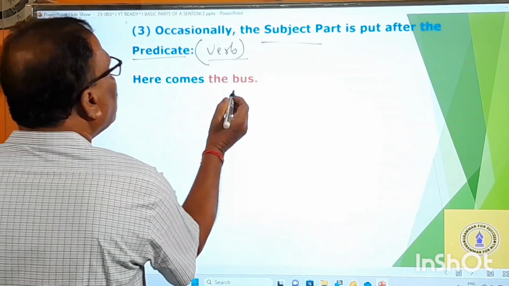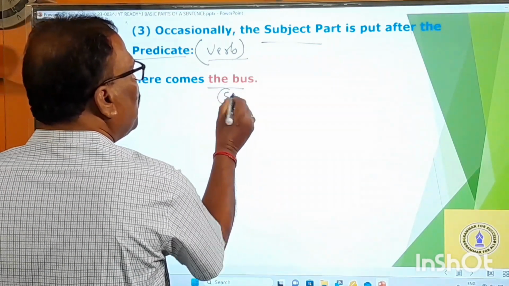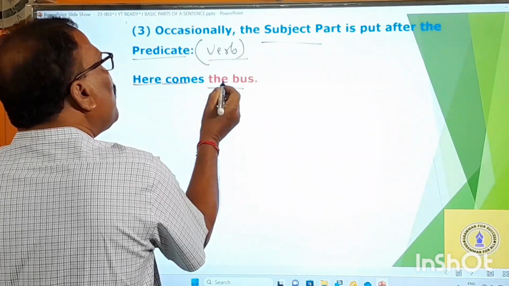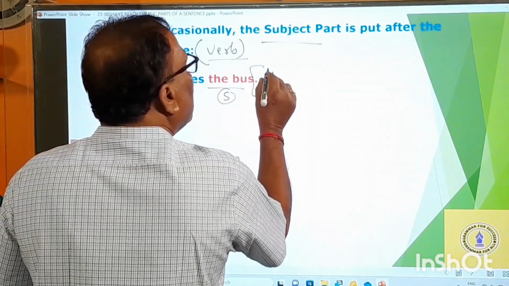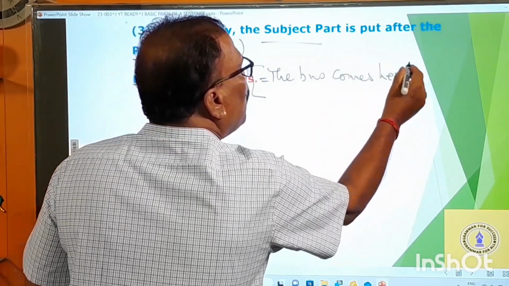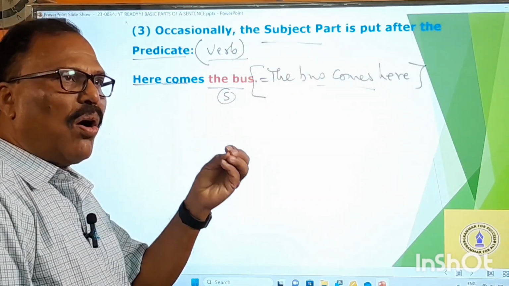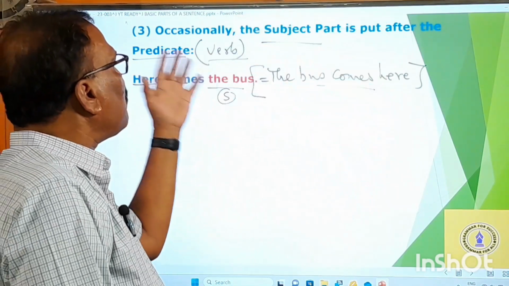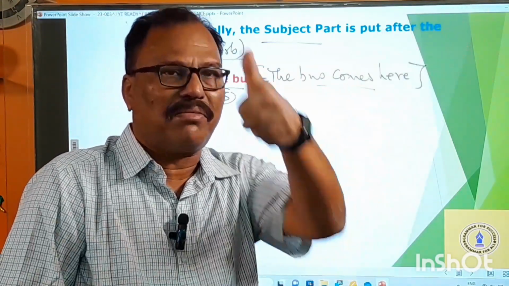Here comes the bus. What are we talking about in this sentence? The bus. This is the subject part. What are we saying about this subject? Comes here. Here comes. So we have reversed the sentence structure. Actually, the sentence is supposed to be the bus comes here. But if we say this, it looks somewhat odd and awkward. But if you say here comes the bus, it's a stylish way of saying things. Very interesting.